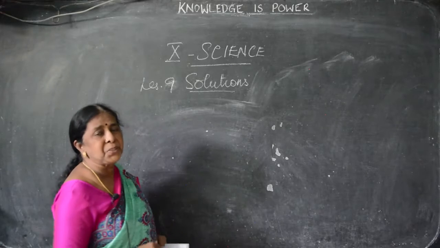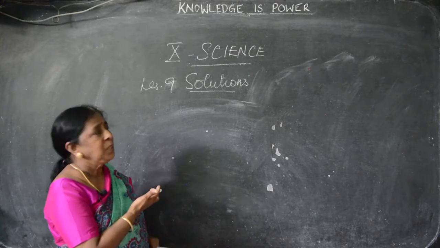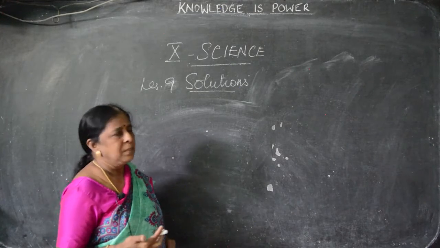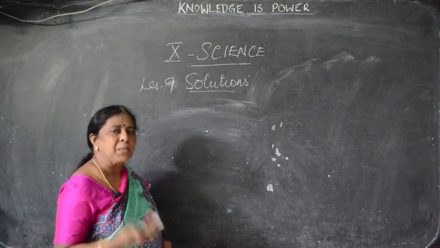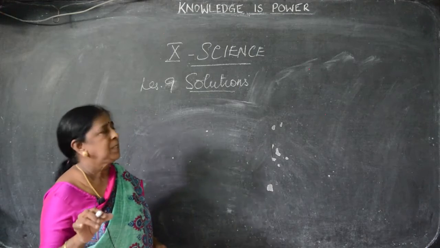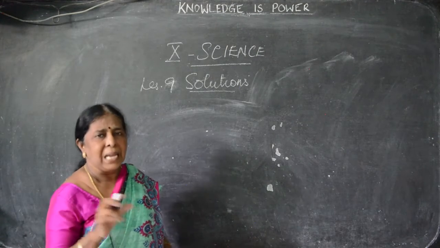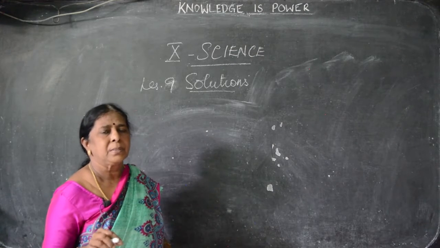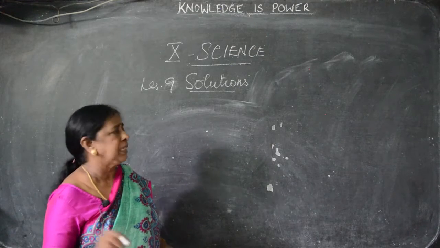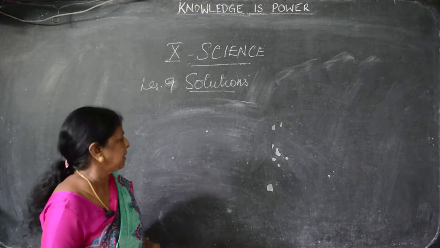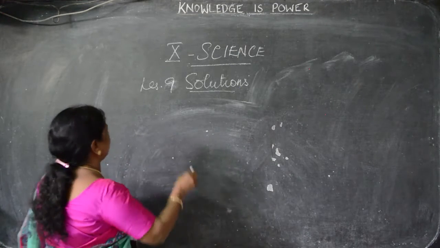Okay, let me continue. As I said already, based on the physical state, a solution can be divided into three kinds: solid solution, liquid solution and gaseous solution. Based on the solvent, it divides into two, aqueous and non-aqueous. Based on the solute, that is the salt, we can divide into saturated, unsaturated, supersaturated. Now we have to see solubility.